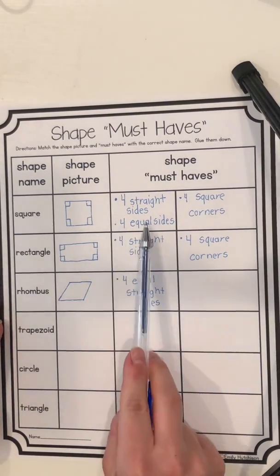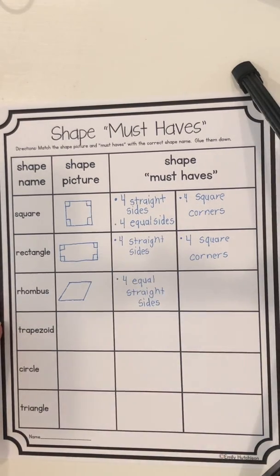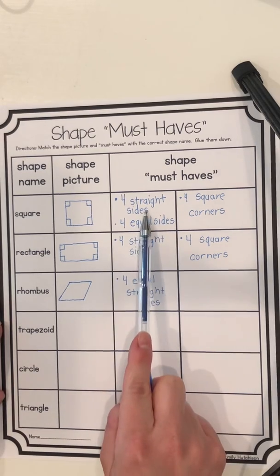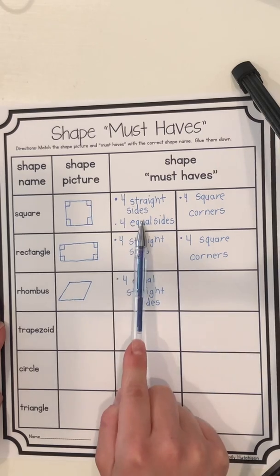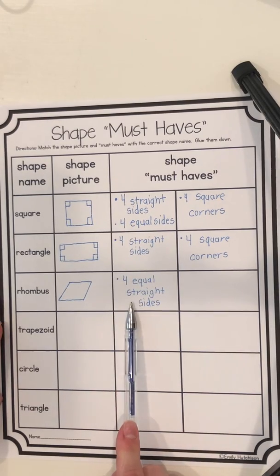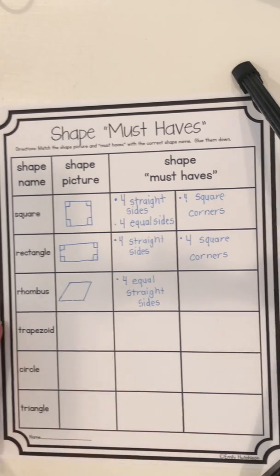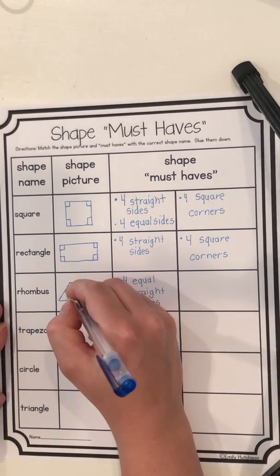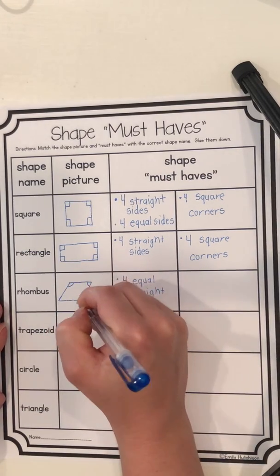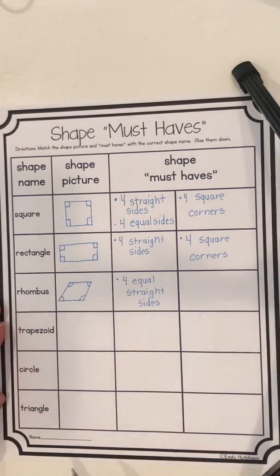Now you'll notice that's the same exact thing for square. A square has 4 straight sides, a rhombus has 4 straight sides. A square has 4 equal sides, a rhombus has 4 equal sides. But what makes this shape different than this one? That's right, it has 4 corners, but look carefully at them. They are not perfect squares.